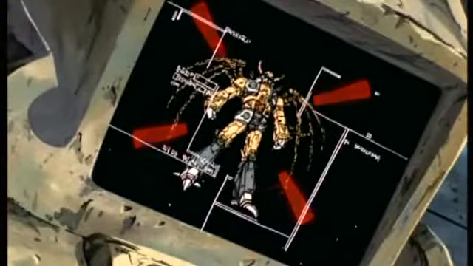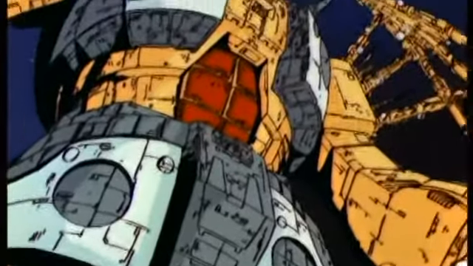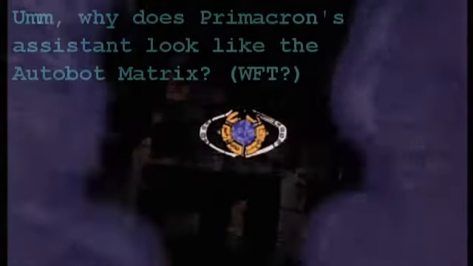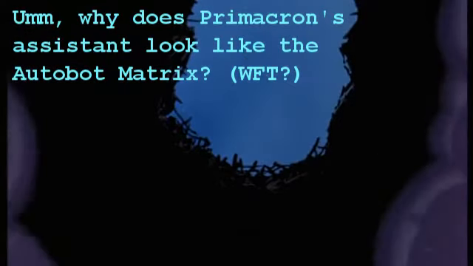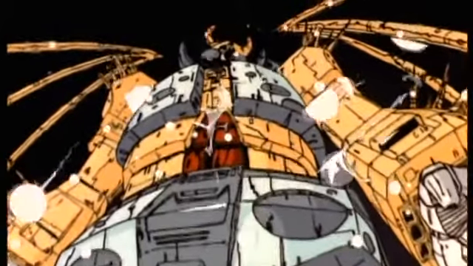So, in this particular segment, we get an explanation as to what's going down, and this episode gives an explanation to the origin of Unicron, who was the main antagonist of the 1986 Transformers movie. Long-term fans of the Transformers often look at this as probably the weakest explanation of how Unicron came into being. Basically, Primacron, the enemy of this episode, just built Unicron, basically.